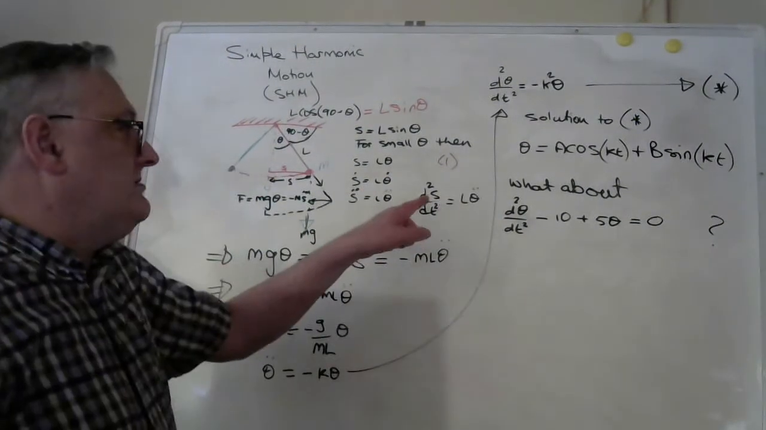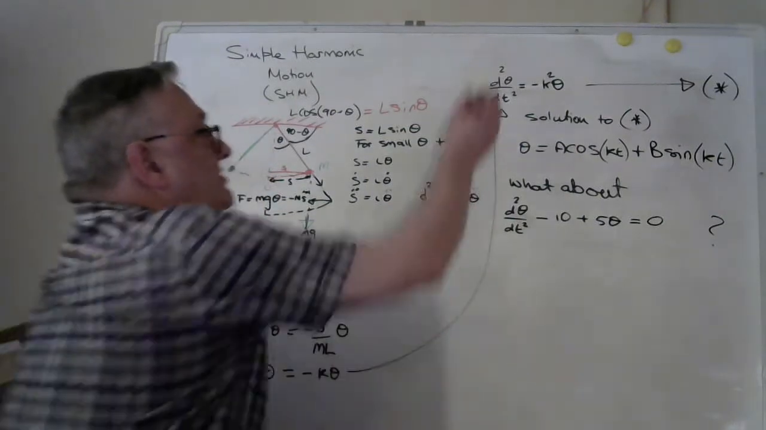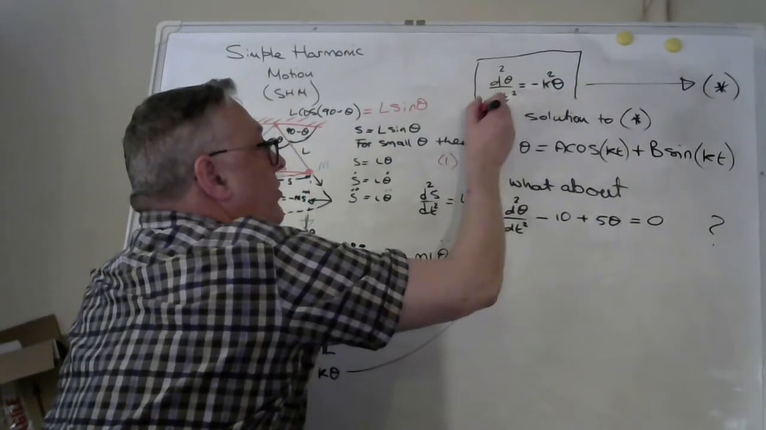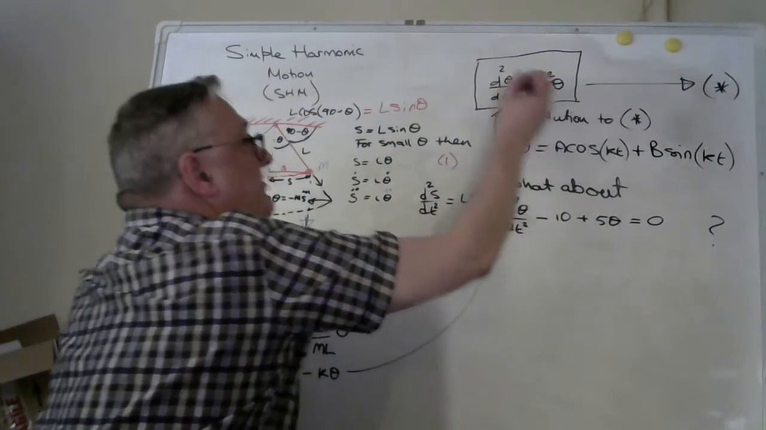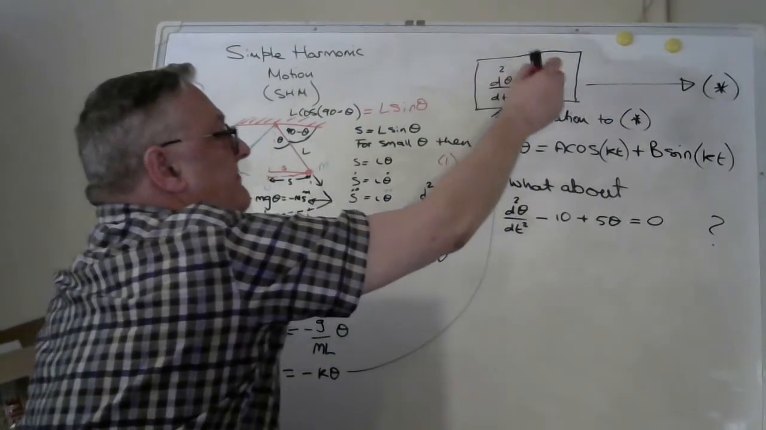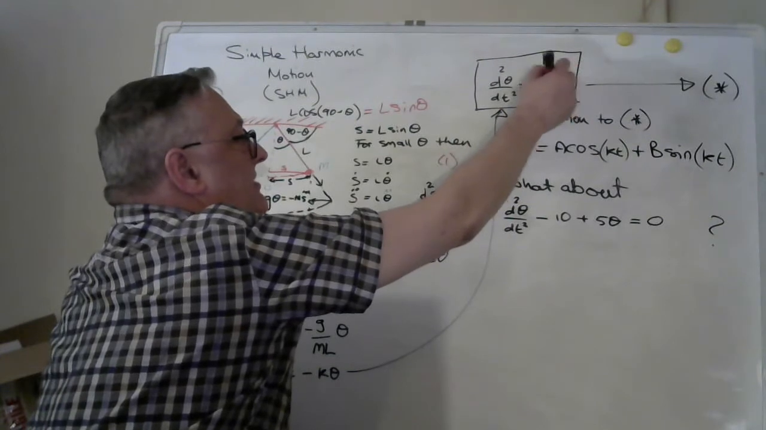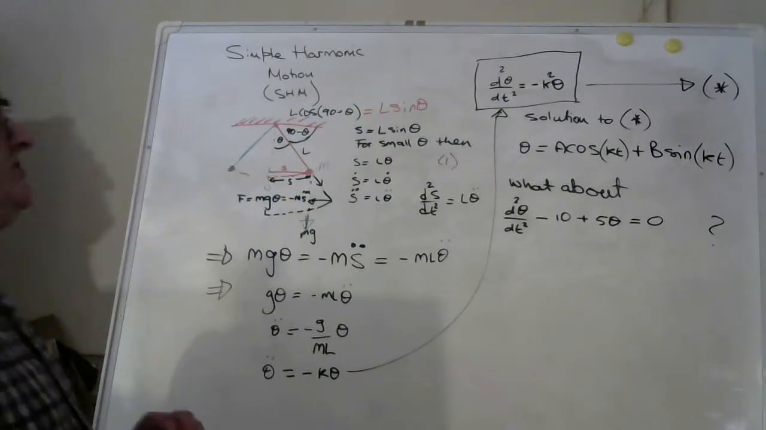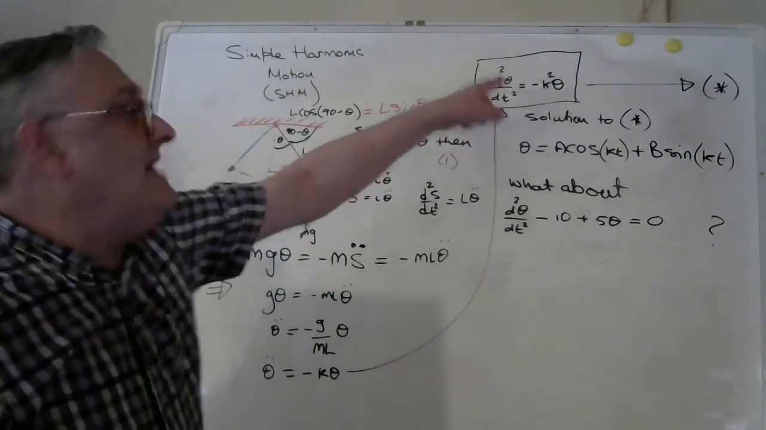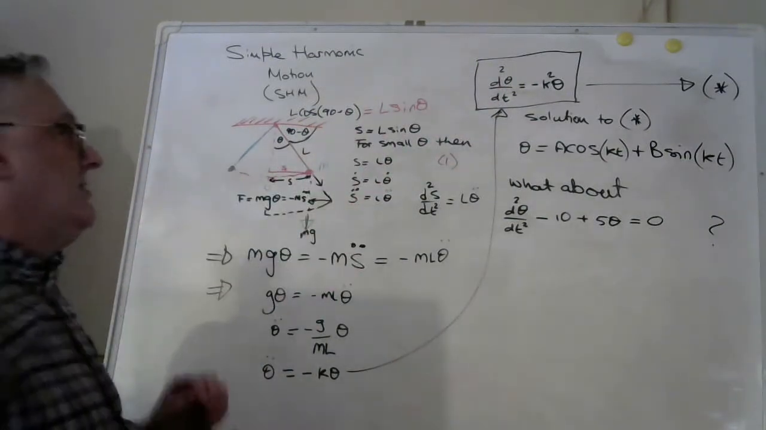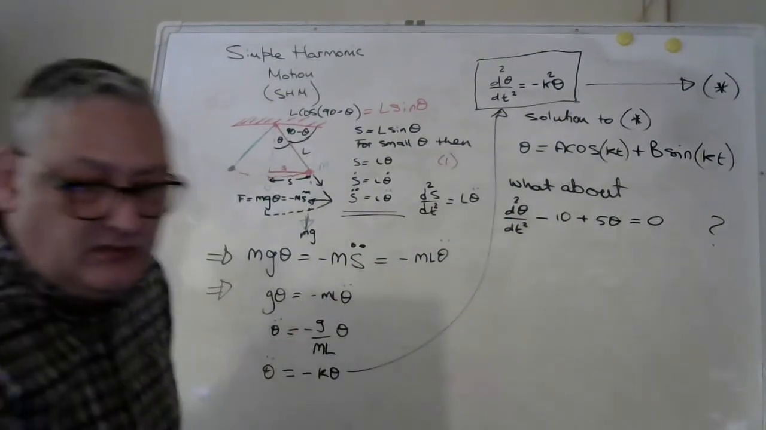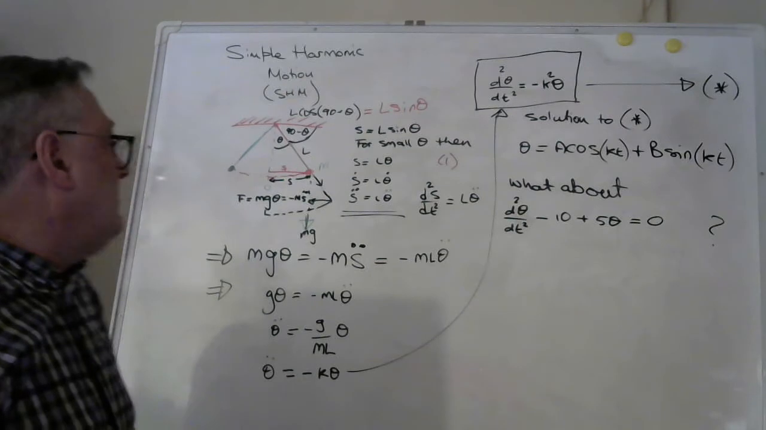But we want an equation which is basically of this form, where the theta in the second derivative is the same as the theta on the right hand side of that simple harmonic motion equation. And we're going to show how to get to that from here. So we know that we've got s double dot equals L theta double dot.